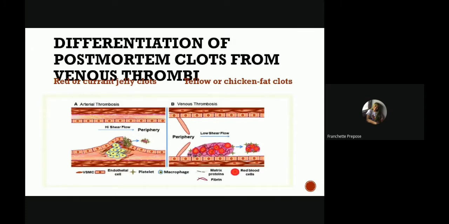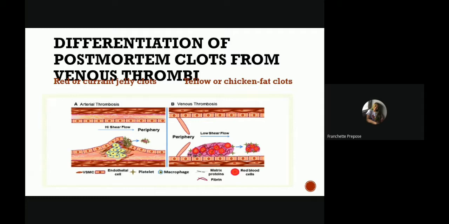Now, the differentiation of postmortem clots from venous thrombi. The red and clear jelly clots are those in which components of the blood are evenly distributed. This occurs when there is a rapid clotting of blood and its composition is normal.